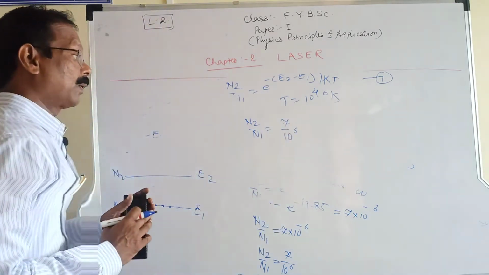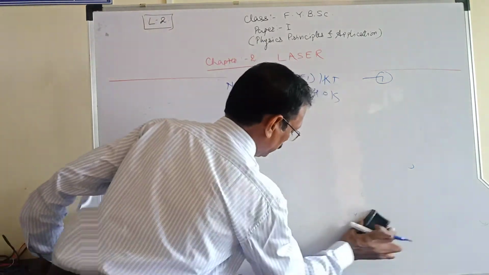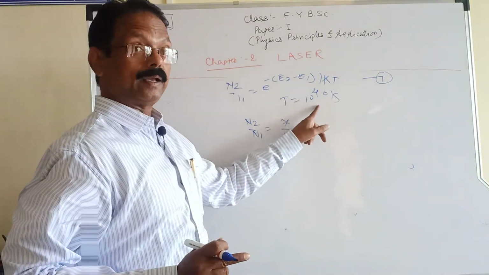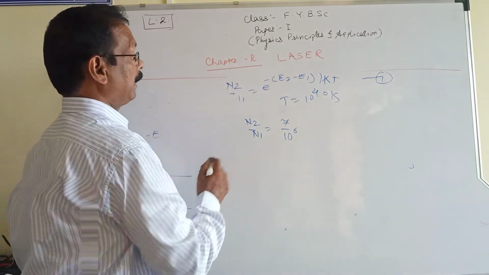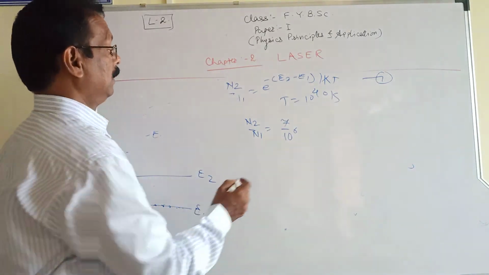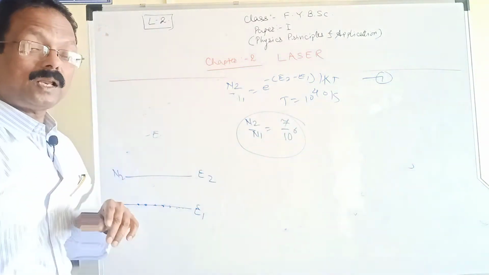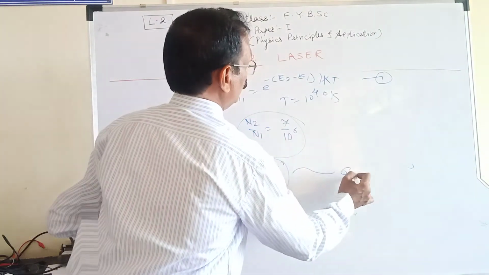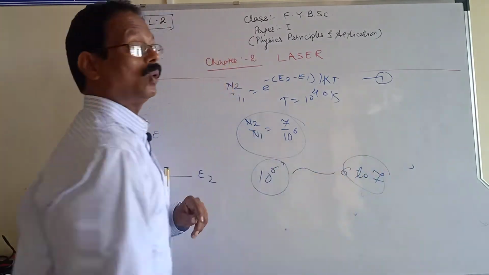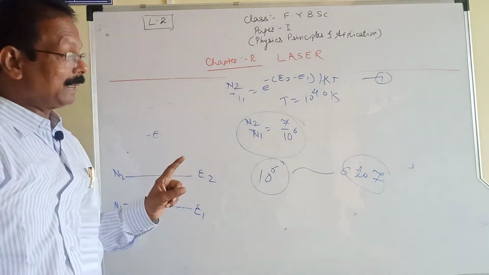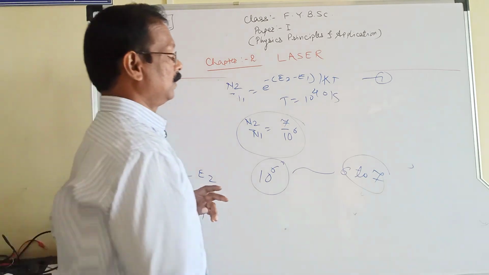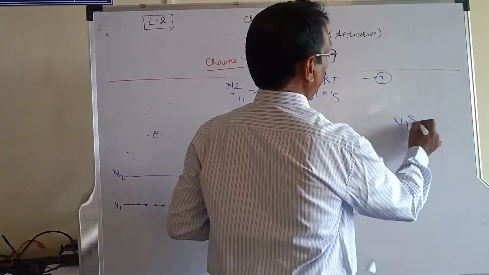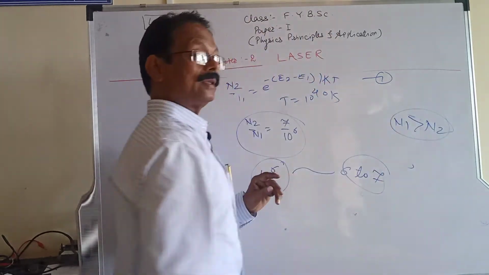So what is the meaning of that? We increase the temperature from normal room temperature to 10 raised to 4 degrees Kelvin. Then N2 upon N1 becomes 7 upon 10 raised to 6. What is the meaning of that? Out of 10 raised to 6 atoms, only 6 to 7 atoms go to the higher energy level. Remember that, as I already told, N1 is always greater than N2.